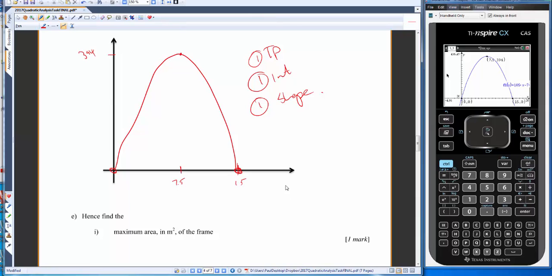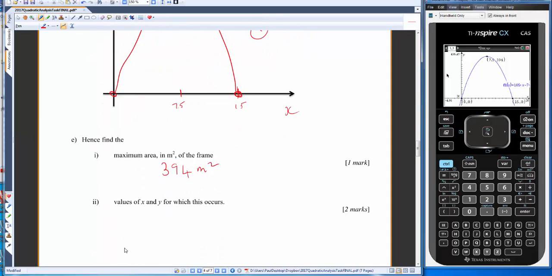Now, this is important. We need to label our axes, so that was a bit naughty of me for not doing that. And remember, what this means is this is the area. This is when the area is at its maximum. So the maximum area is 394 meters squared. Right, heaps of people got this one wrong.